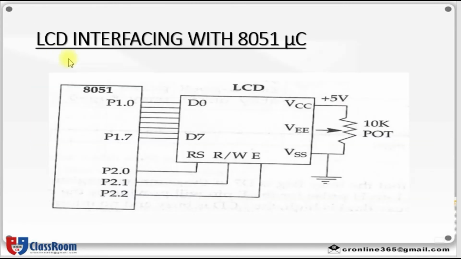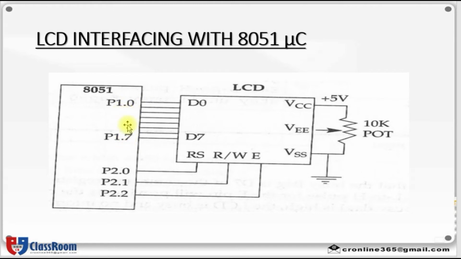Now, LCD interfacing with 8051 microcontroller. As I have already told you, RS means register select, which is used to select command or data, connected to P2.0. Then R bar W, read bar write operation, connected to P2.1. E, enable pin, connected to P2.2. Then data bus pins D0 to D7 connected directly to P1.0 to P1.7 pins.